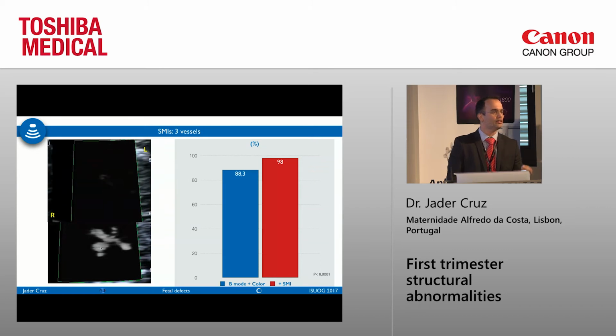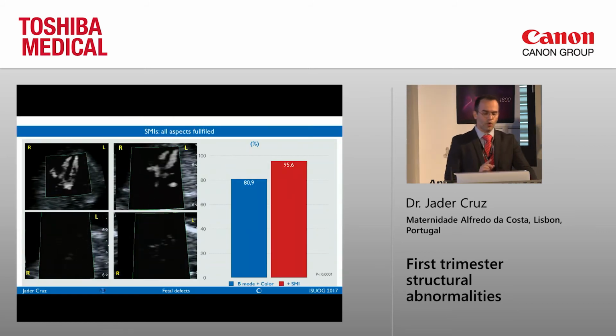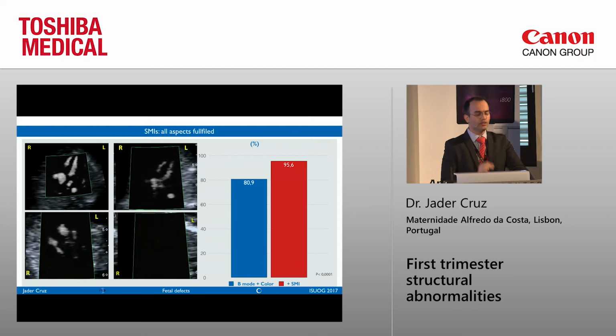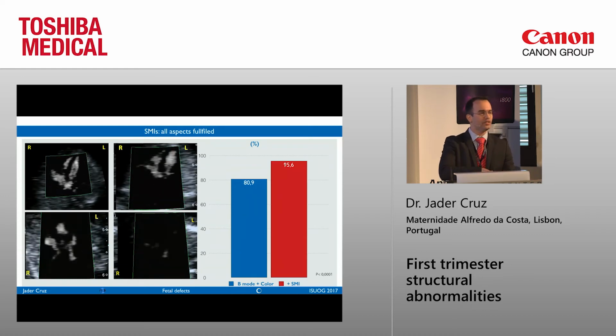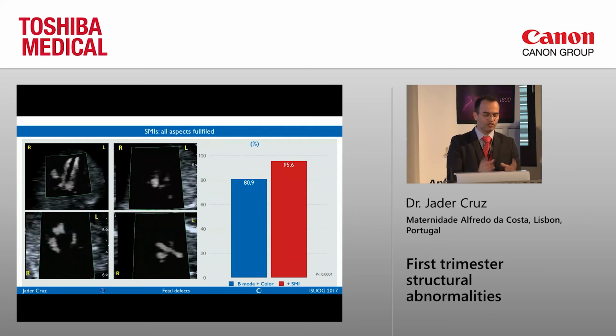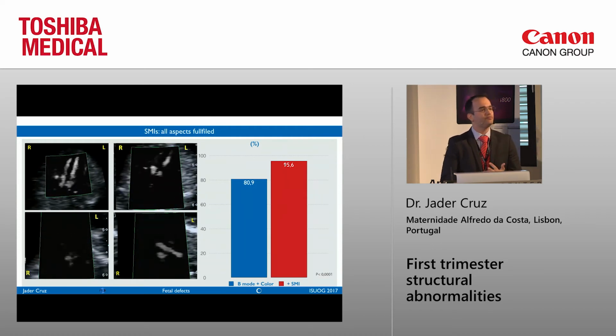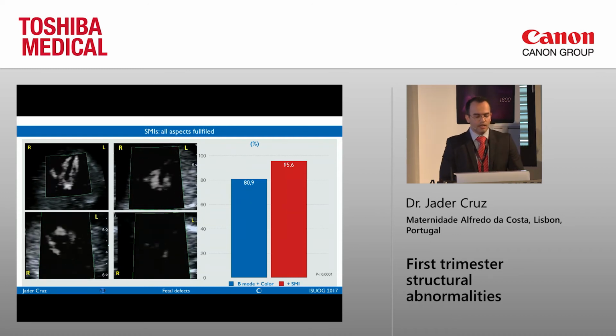You cannot say that you're looking at the three-vessel view because you're looking at two. But if you're considering the three-vessel, SMI helps you to see much better. And that's the most interesting part. When you're not using SMI, you can see all these aspects in about 81% of the patients. But if you use SMI, you increase the visualization of the structural abnormalities of the structural heart to about 95 or 96% of the time. So it really helps you to see the heart all the time.